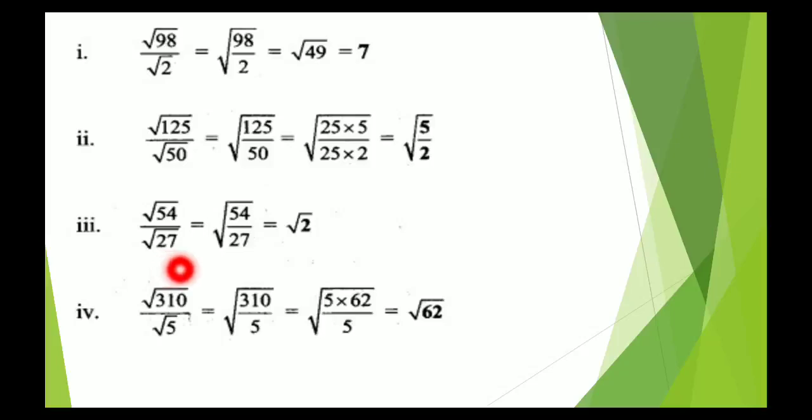Next question number 3. Square root of 54 upon square root of 27. Square root of 54 upon 27. 27 ones are 27, 27 2s are 54. Therefore, the answer is square root of 2. In the same manner you can solve question number 4 also. Just refer to it.